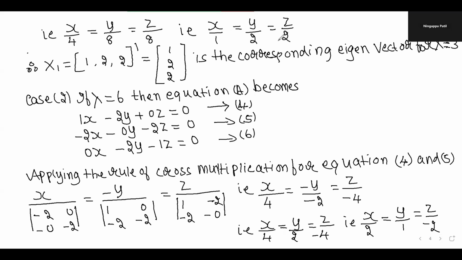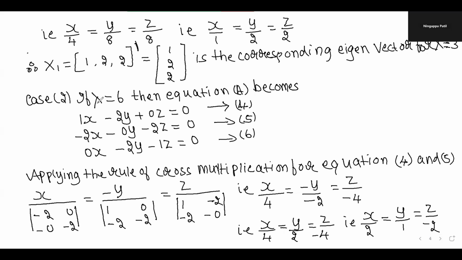Very, very great work, my dear students. We got the eigenvector. X1 eigenvector equals, look here, 1, 2, 2, and this is a transpose. Actually, it will be in column form, but for printing purposes it takes more space. That is why they have written it as a transpose. Okay, this is the corresponding eigenvector for lambda equal to 3.